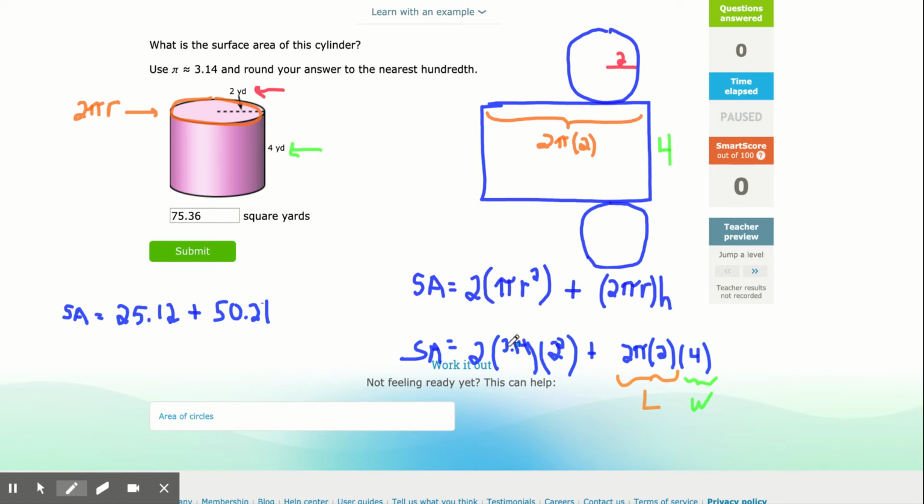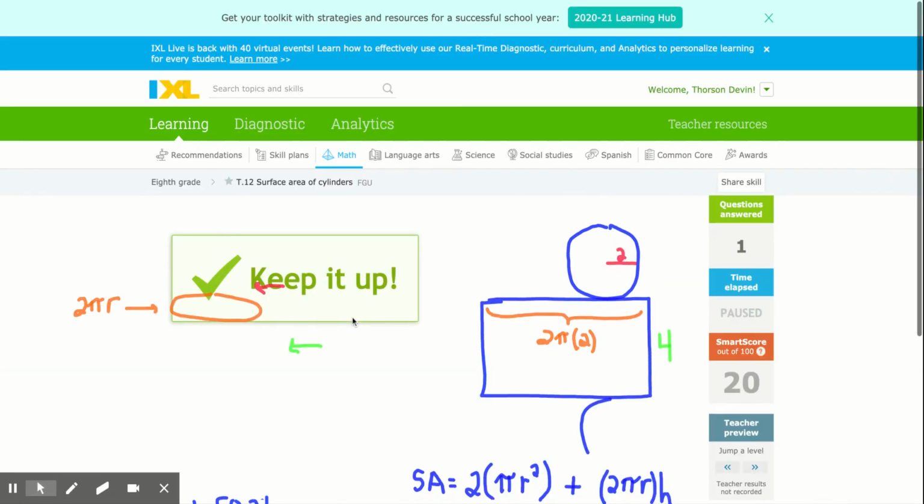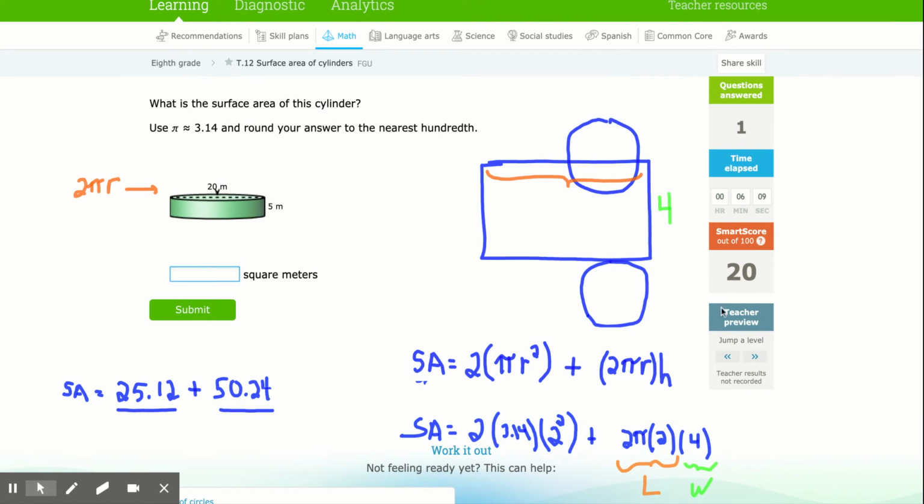Now make sure you do all your multiplication first. So 2 times 3.14 times 2 squared was the 25.12. The 2 times pi times 2 times 4 is the 50.24. Then we add them together and get 75.36. Take a minute to write this formula down so you have that. So as you go to do these next ones, it won't be any harder.